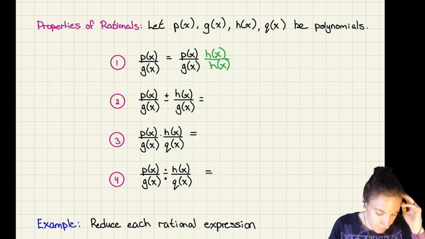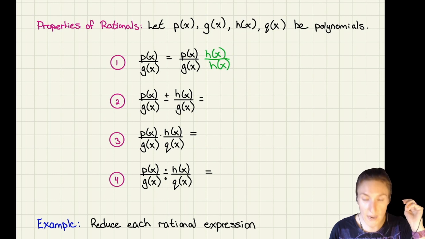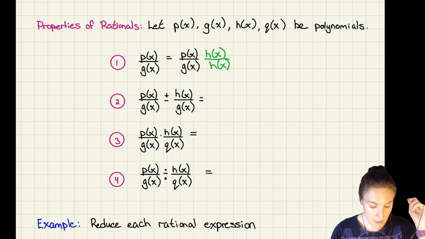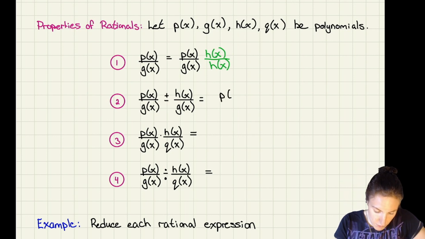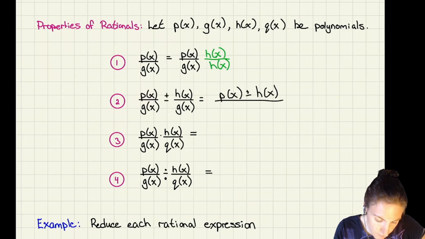Our next one, here, we have two different rational functions. They both have the same denominator. Because they have the same denominator, we can combine them into one term. And it doesn't matter if we're doing addition or subtraction. This rule holds for both of them.